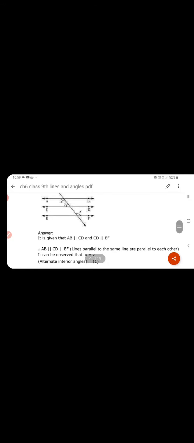Now it is given y is to z is equal to 3 is to 7. Let the common ratio be a, so y is equal to 3a and z is equal to 7a. So x plus y is equal to 180, because they are co-interior angles on the same side of a transversal, since the lines are parallel. So we take x plus y is equal to 180.